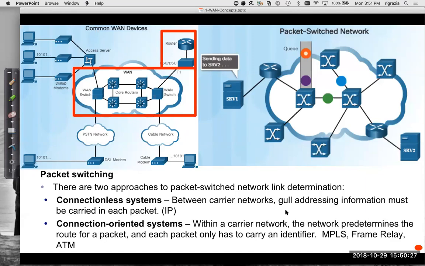Connection-oriented systems. So this is actually something that happens within the carrier network. We'll talk more about that a little later. But this includes things like MPLS today and older legacy technologies, frame relay and ATM. But they predetermine a route for a packet. And we'll see an example of that with MPLS.